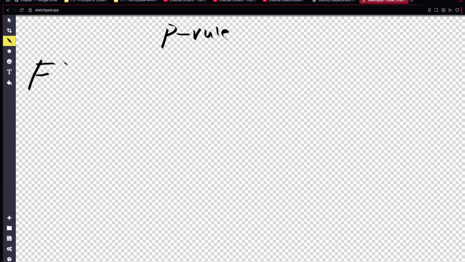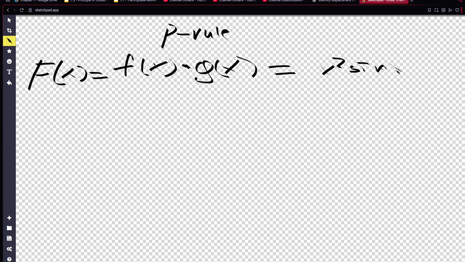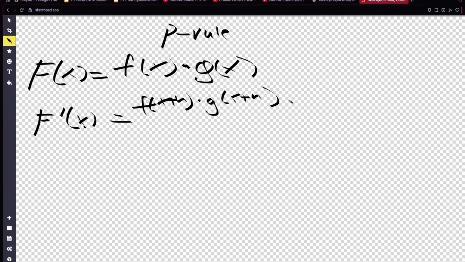So let's start with the function, and it's going to be the entire function of f of x times g of x. All that means is it's two functions multiplied together, much like x squared sine x. But I'm not going to do any actual application today. We're just going to go over the proofs. So that means the derivative of f of x is easily just f of x plus h times g of x plus h minus f of x g of x. So just the slope formula again, as h approaches 0, but I'm not going to write that.